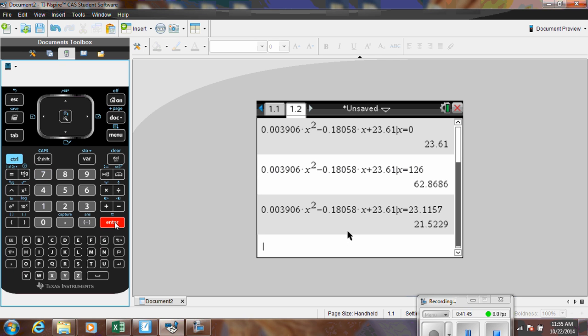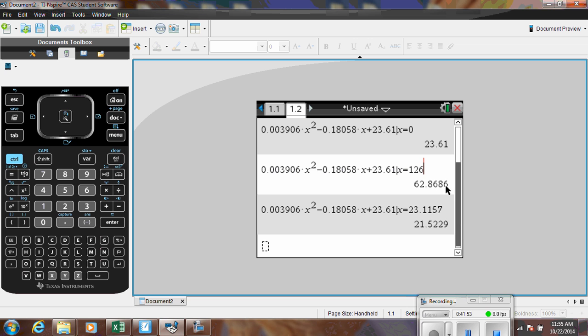So over the interval, where do we have the absolute maximum? Well, the maximum acceleration was here. We have a maximum acceleration of 62.8686, which occurred at the t value, the time, of 126. Where did we have an absolute minimum? The absolute minimum was 21.5229, which occurred at the t value for time of 23.1157.